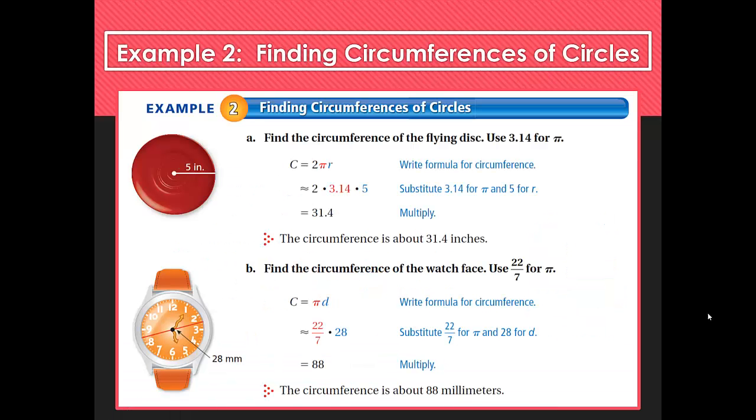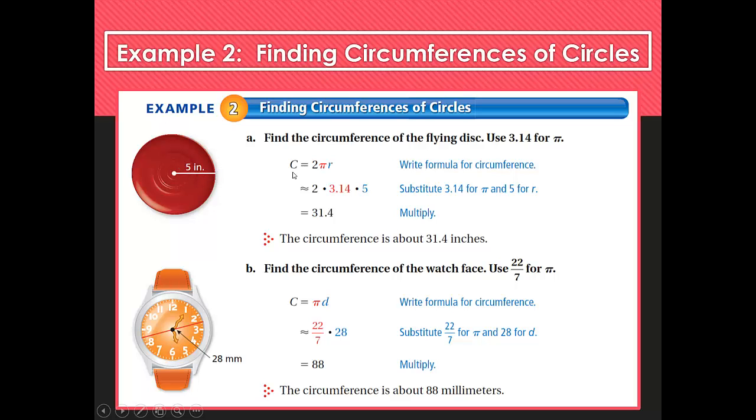For our second example, we're finding circumferences of circles. For A, we're going to find the circumference of the flying disc. We're going to use 3.14 for pi. If you look at the flying disc, you can see that we know the radius. We are going from the center to the outside, so that would be the radius.